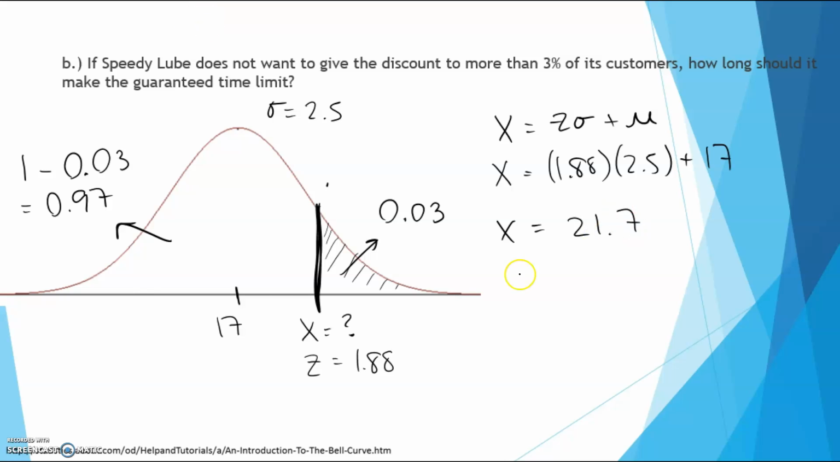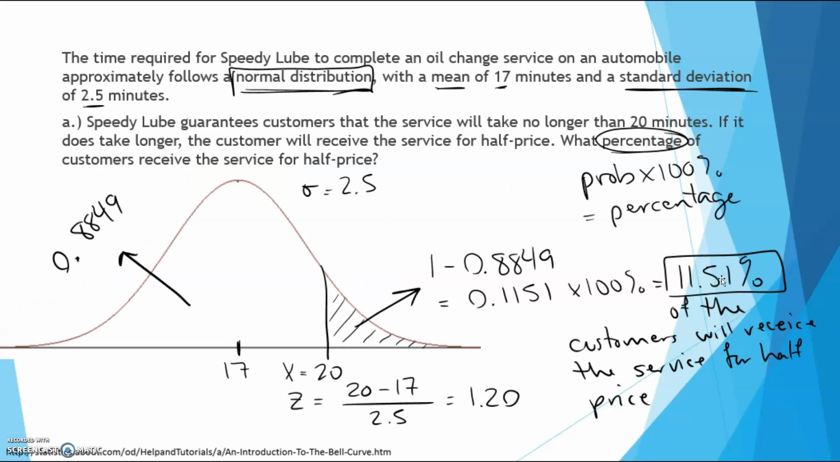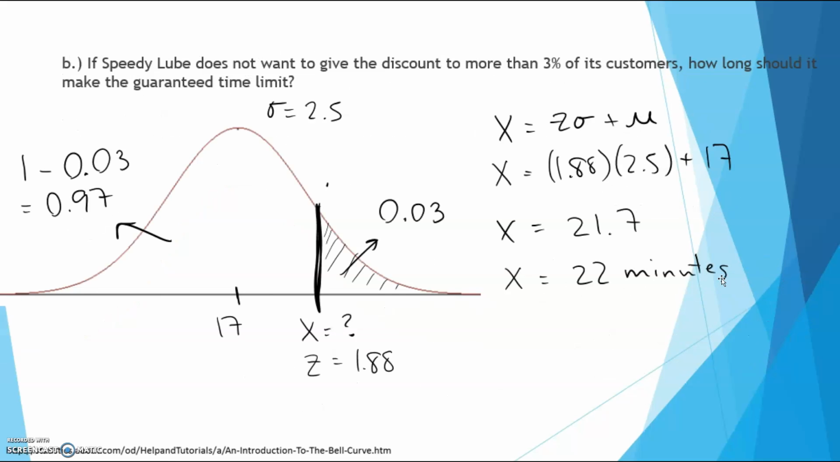21.7. We'll go ahead and just round up to a whole number. So 22 minutes. Okay, so if they give themselves 2 extra minutes, so from 20 minutes to 22 minutes, then they go down from giving 11.51% of their customers a discount for half price to just 3%. So there's your answer right there.